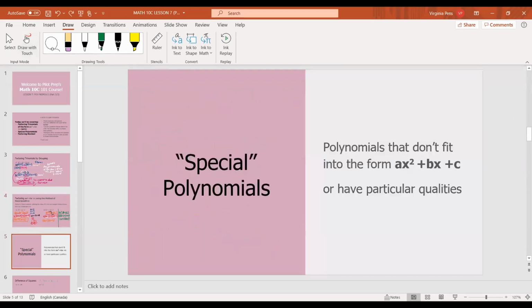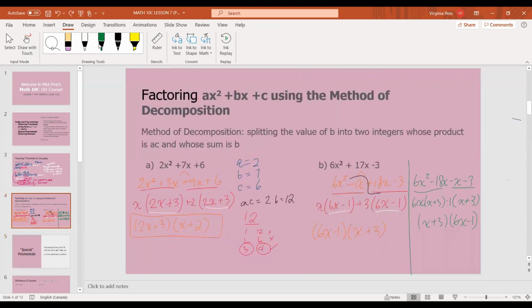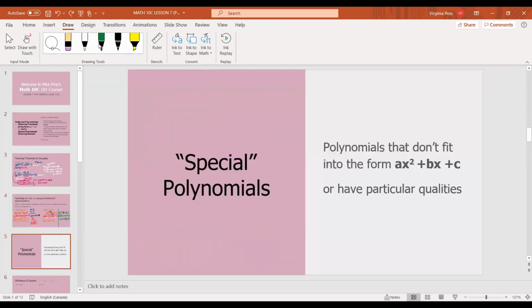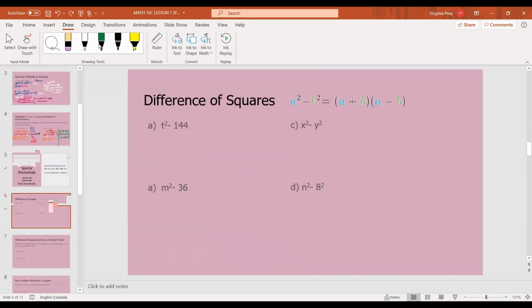Okay, moving on. Special polynomials. Special isn't a technical term or anything. That's why I put it in quotation marks. But what these describe are basically polynomials that don't fit into the form ax squared plus bx plus c, which is the form that we were talking about earlier, or they can also have peculiar qualities. So let's explore some of them. What we talked about last week was difference of squares. So here's a bit of a review. Difference of squares are basically polynomials in this form. Oh, I'm using green now. Okay.